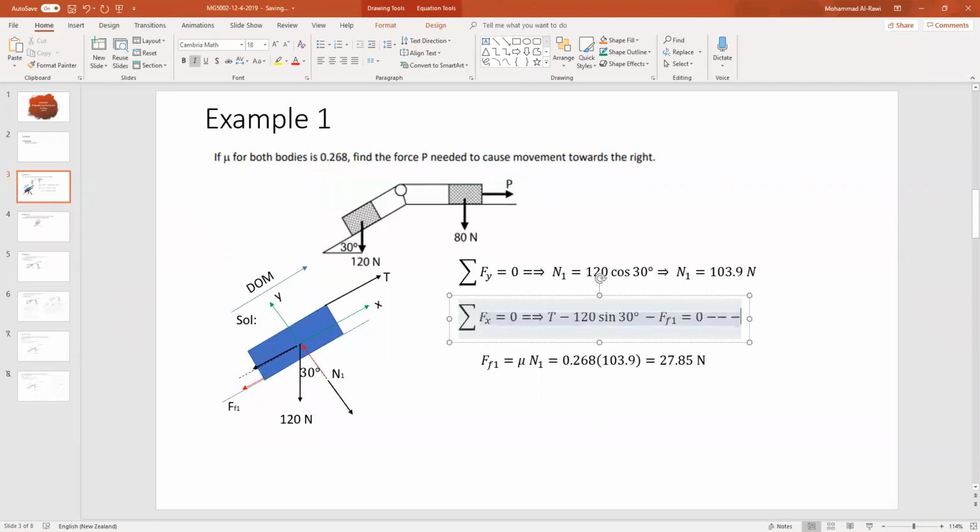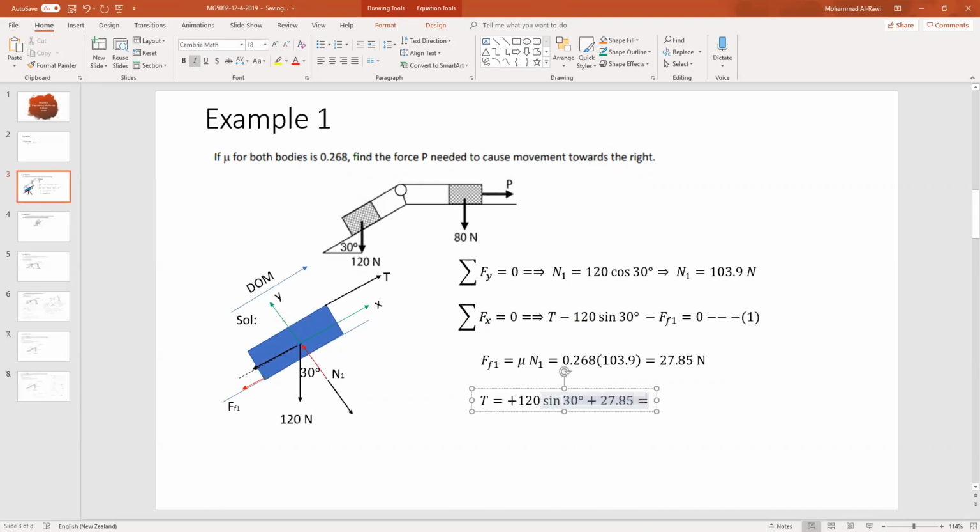I forgot to call it equation 1. We can substitute the value of F1 as 27.85, and we rearrange the equation. Because of time, I will recopy this equation again and show you how we can edit it. If I move everything to the other side, we keep the tension here. This one will be positive, and this one also will be positive since we moved it to the other side. But instead of that, we put the value 27.85.